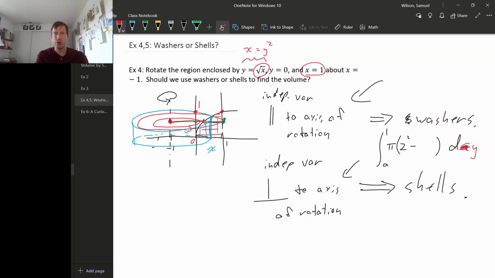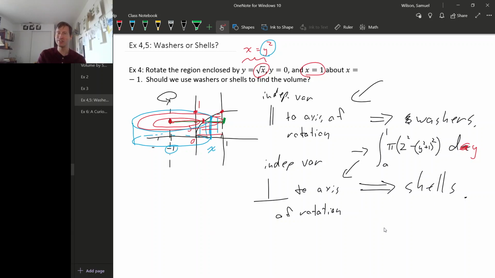Okay, so the inside radius is from y squared over to the x-coordinate minus 1. So y squared minus negative 1, which is plus 1. So this is our inside radius, so we need to square that. So this is our washer-style integral for the volume that we get by rotating this region.